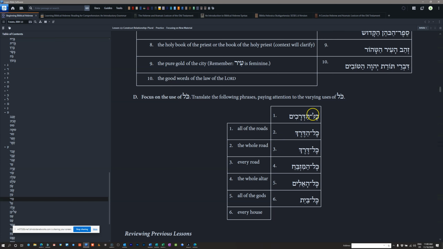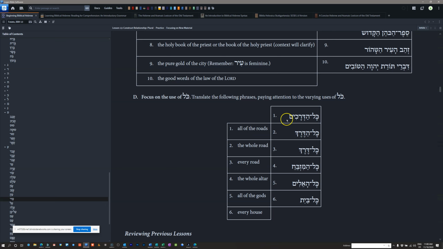So when we have kol and a definite plural, kol in the plural means all. This is important English grammar to know as well. The word all in English is a plural. All modifies plural nouns in English. So here we would have all of the roads, or you could just say all the roads.